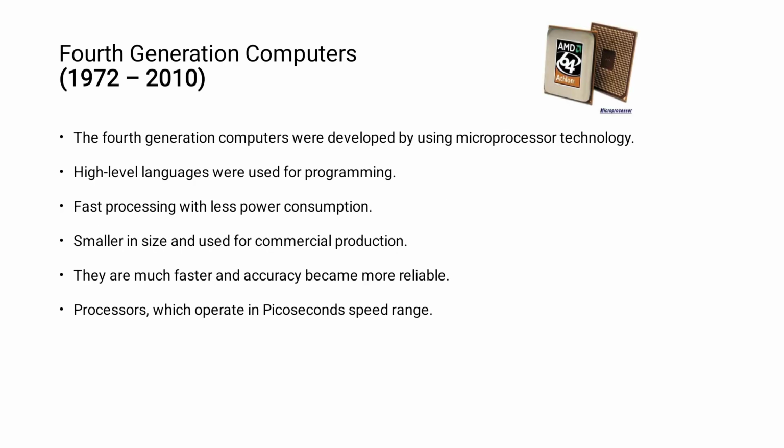Fourth generation computers, 1972 to 2010. The fourth generation computers were developed using microprocessor technology. High level languages were used for programming, with fast processing, less power consumption, smaller size, and use for commercial production. They are much faster, and accuracy became more reliable. Processors operate in the picosecond speed range.